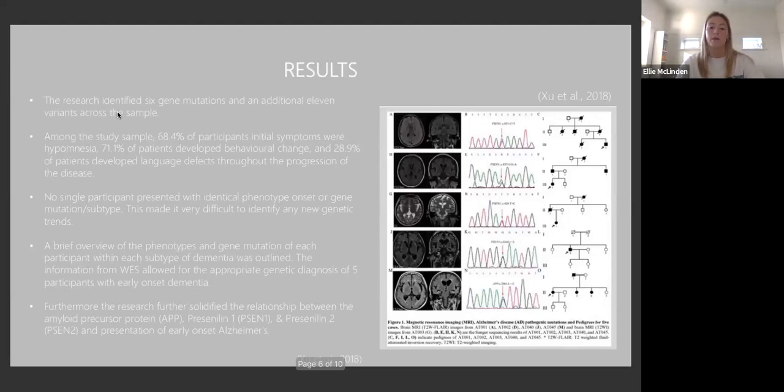early onset dementia. As you can see on the image on the right, it represents 5 different cases in the current study. As you can see, no single case presents the same across the MRI, pathogenetic, or pedigree variables, demonstrating the difficulty associated with the diagnosis of early onset dementia.